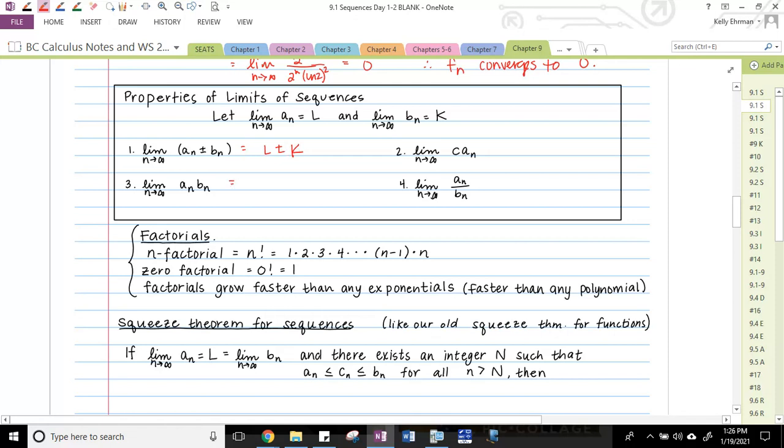You are allowed to multiply limits together. Remember, it's integrals that we can't multiply together. This area times this area is not going to work out. But with numerical limits, we can.